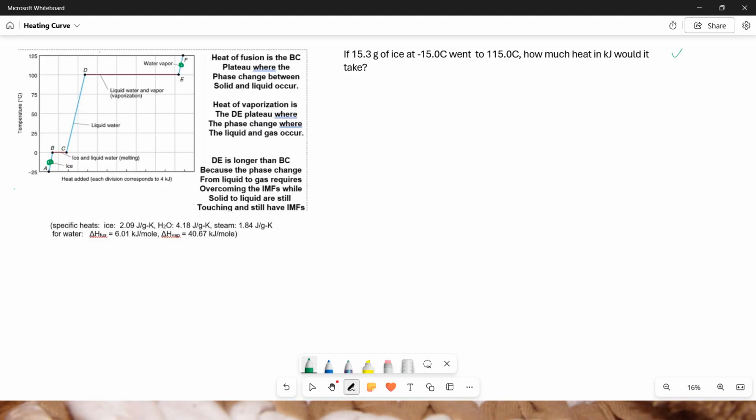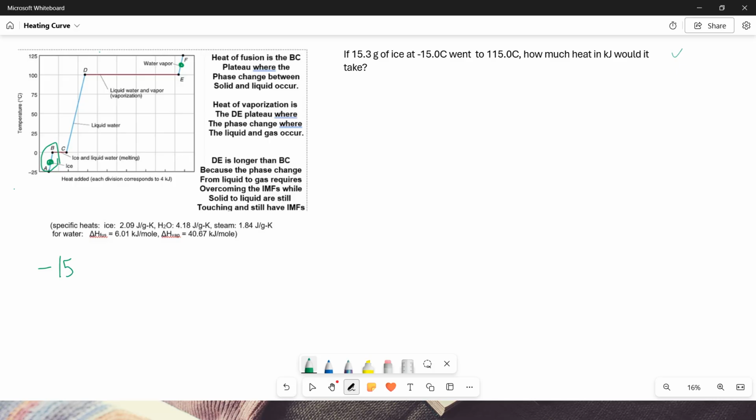So when we look at this phase change or heating curve, we have 5 sections that we must calculate separately and then add together to get the total heat. We first must take ice to its melting point. That's the first step that we must do. So we're going to go from minus 15 degrees Celsius to 0 degrees Celsius, because that's where water freezes and melts.